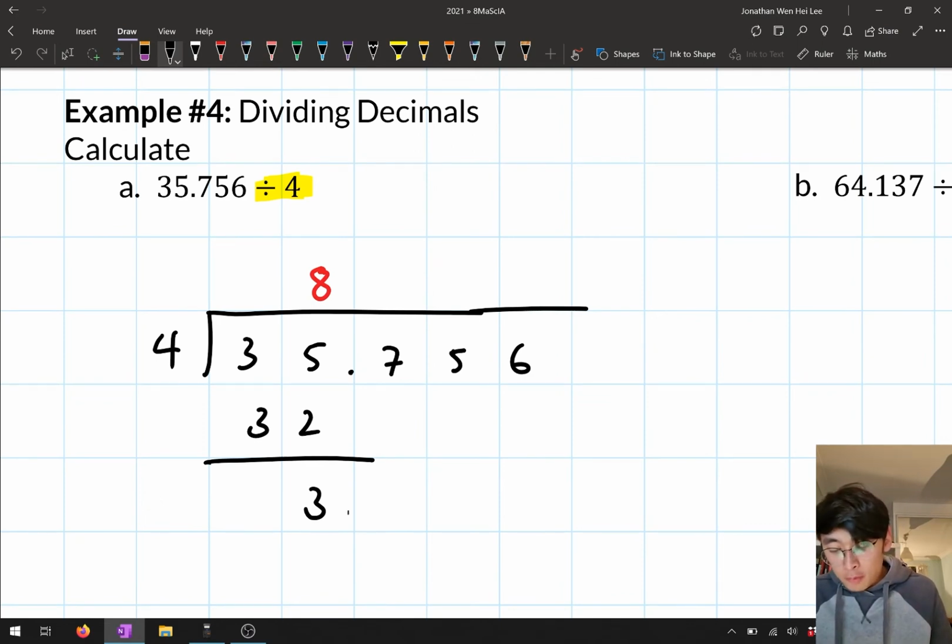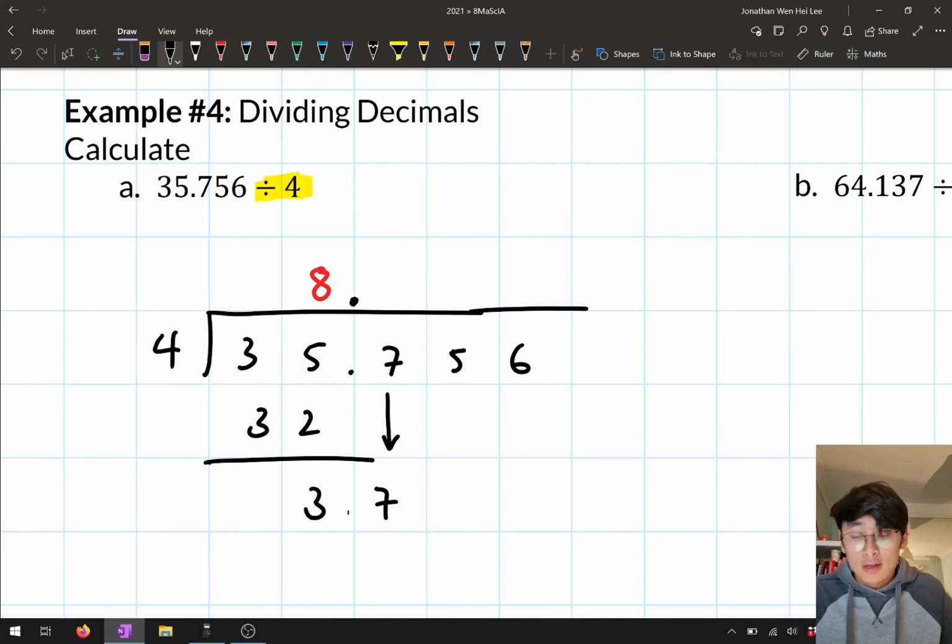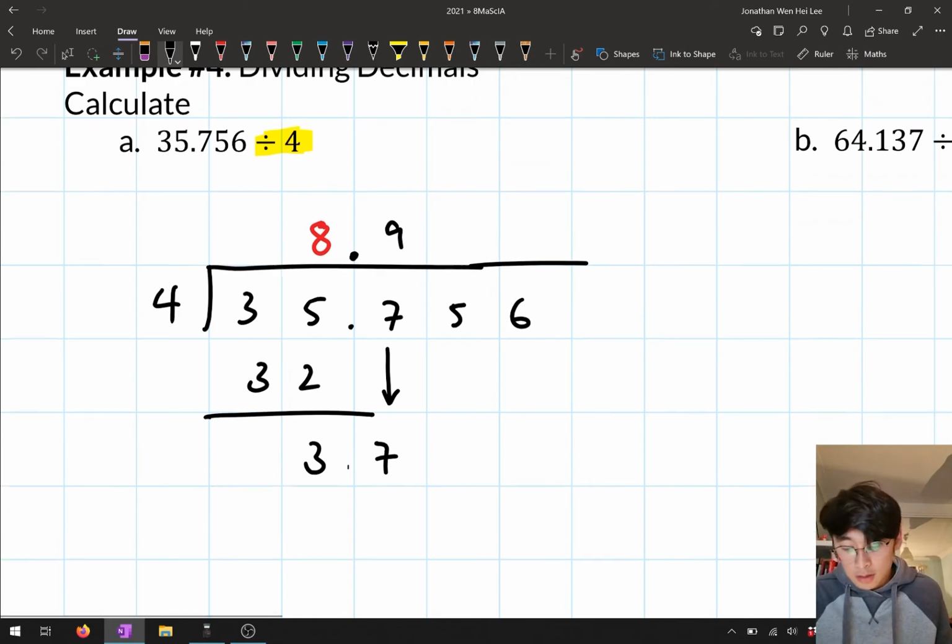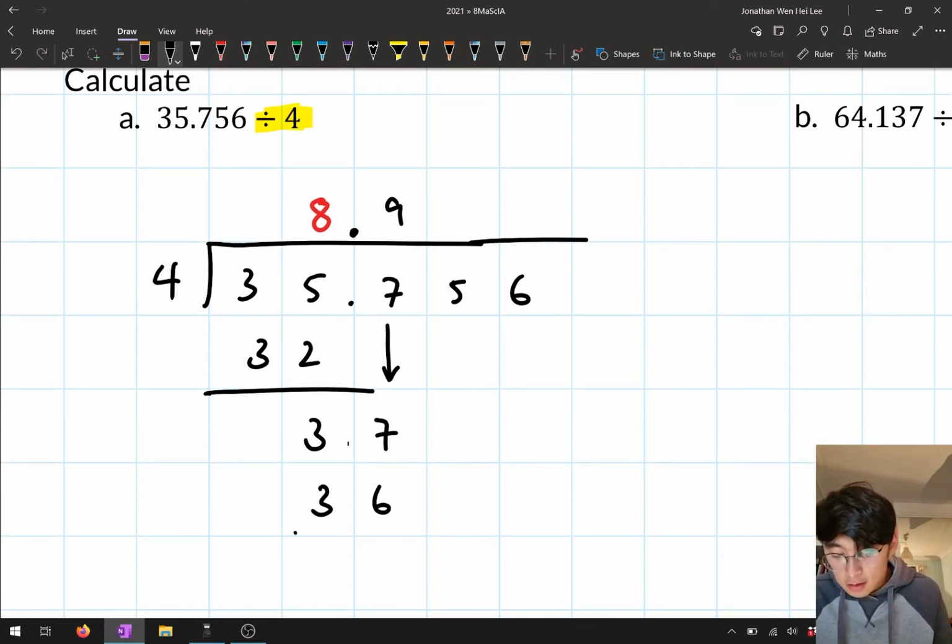Now here, the next point, we've got the decimal point. So I need to actually put a decimal point in my answer as well. Now, can 4 go into 3? Once again, 4 can't go into 3. So I need to drop down the next digit. And I've got 37. Now, can 4 go into 37? Well, it can do that 9 times because 4 times 9 gives me 36. So I'm going to write 36 underneath. And 37 minus 36 gives me a remainder of 1.